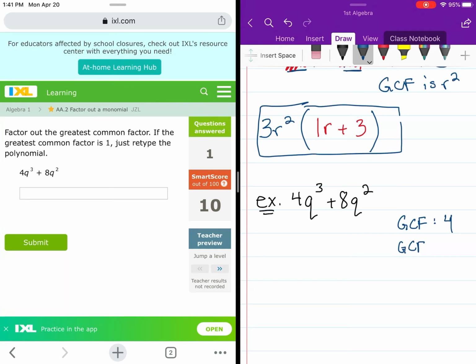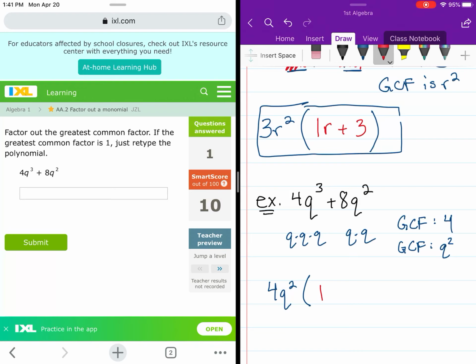And then your greatest common factor for the variable, same as before, you have q times q times q and q times q. How many can I take out of both of these terms? I can take 2 out of each of them. So q to the power of 2 is what I can factor out for the variable. So then what I'll have is 4q^2, that's what I was able to factor out, parentheses, and what's left inside?